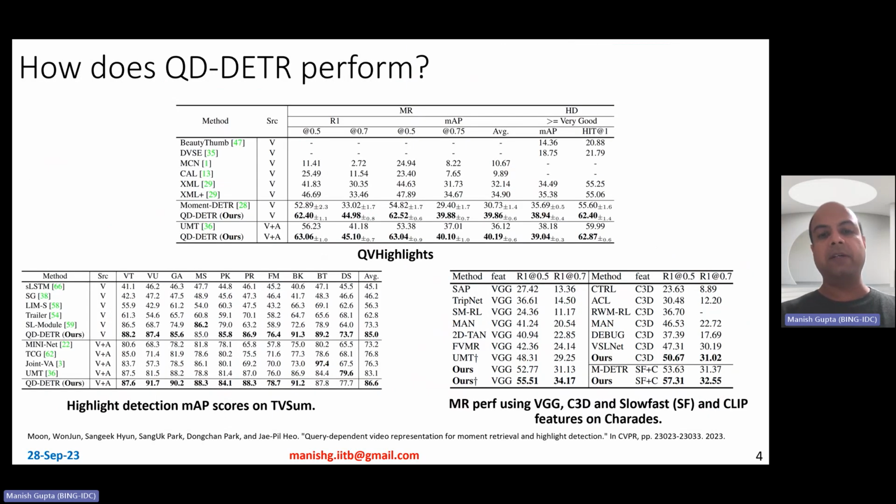Well, they evaluate the quality of the QD-DETR model on 3 different data sets: QVHighlights, TVSum, and Charades dataset. So these datasets are meant for different purposes. QVHighlights is for both moment retrieval and highlight detection. TVSum, basically they evaluate for highlight detection. It's basically a video summarization dataset. And then they also evaluate the moment retrieval performance on the Charades dataset.